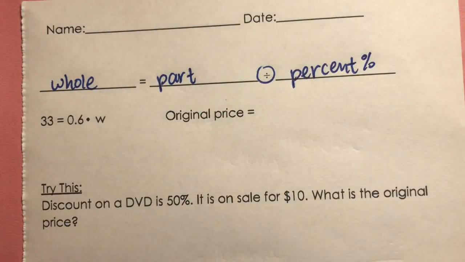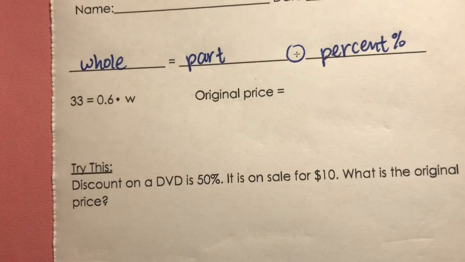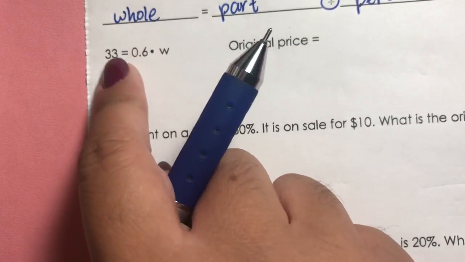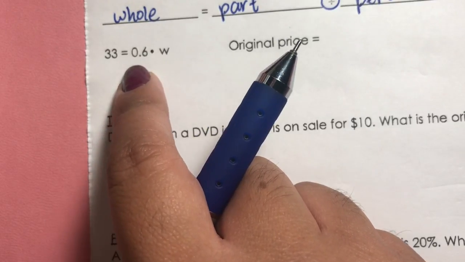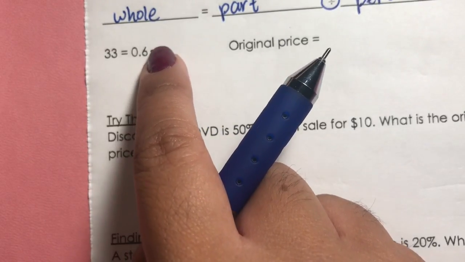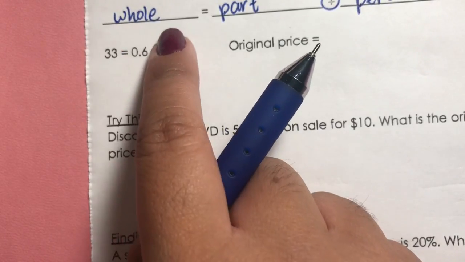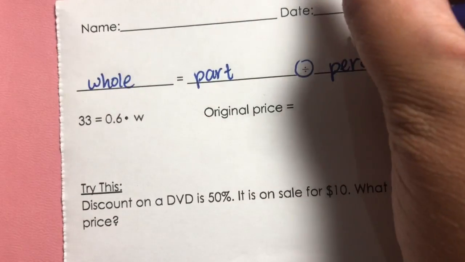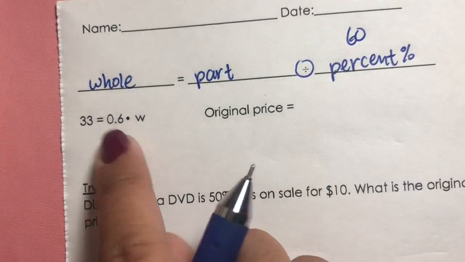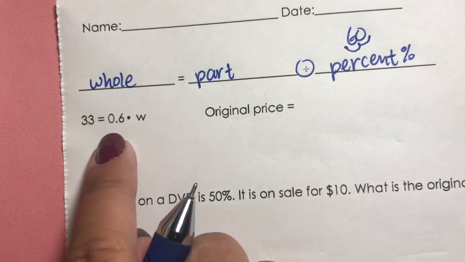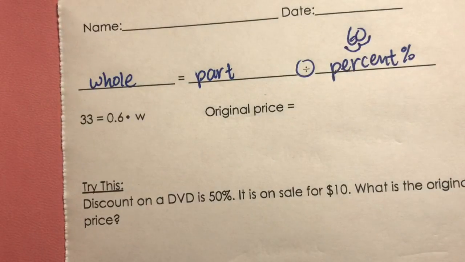Another way to look at it: I have an equation written out here. This is our equation to find the part, because we already know our percent, which is 60%. Then of course turn it into a decimal, move it 2 places to the left, so it's 0.6, times the whole will equal our part, which is 33.